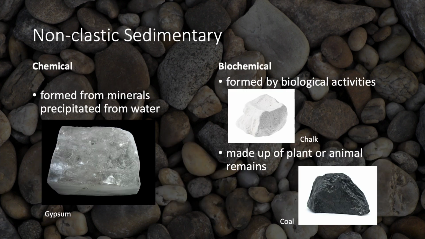There are no obvious particles in non-clastic sedimentary rocks. They will be either chemical, formed from minerals precipitated from water, forming rocks such as rock salt and gypsum, or biochemical, formed from biological activities, or made up of plant or animal remains.